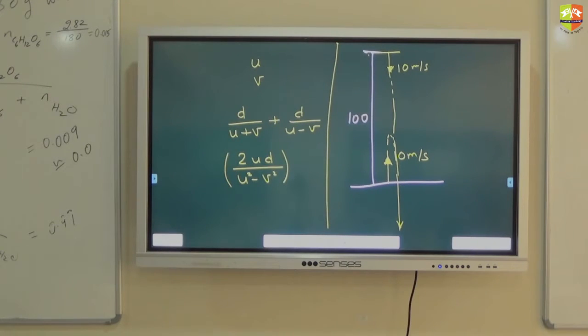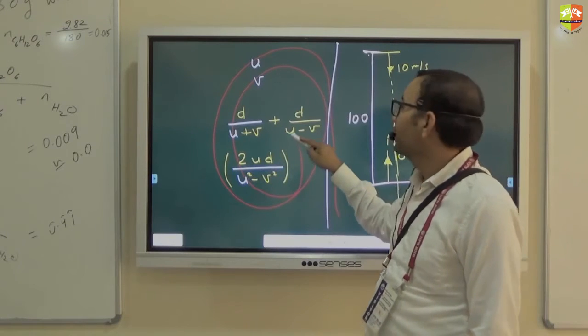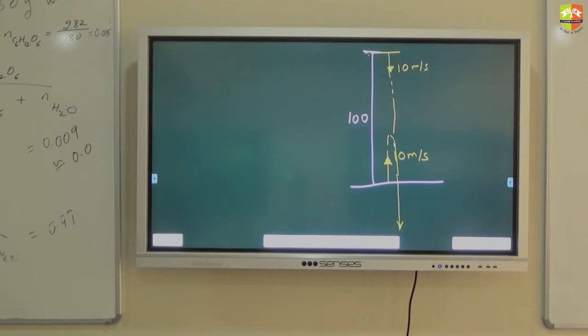I am saying that if they have to meet, they can meet in between or they can meet down as well. 4 seconds. 4, 5. How many of you got 5 seconds? 1, 2, 3, 4, 5. No one else. 5 is the correct answer. Should I solve it?